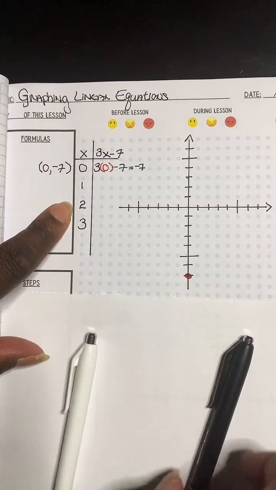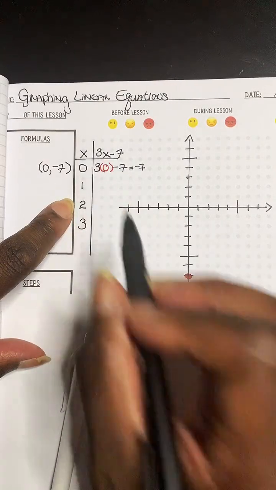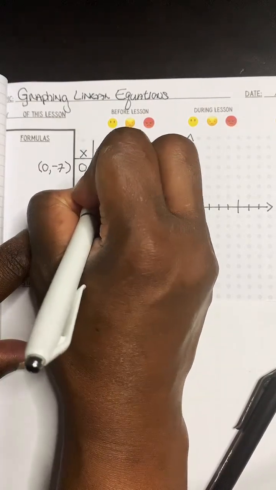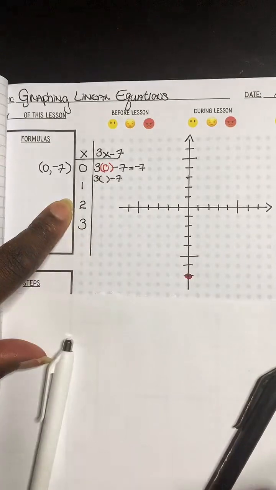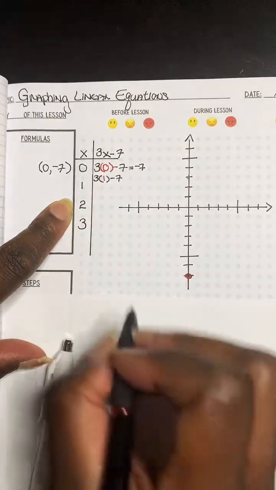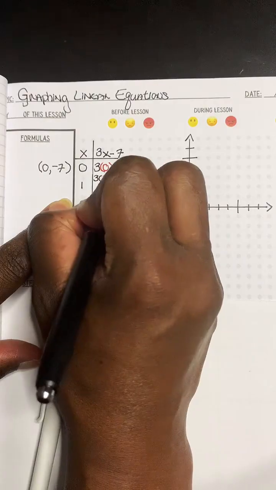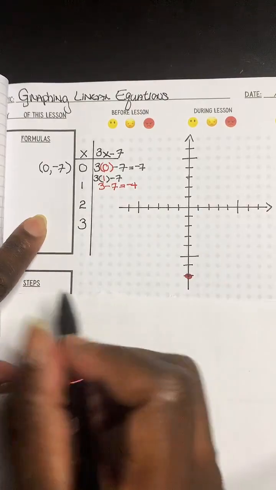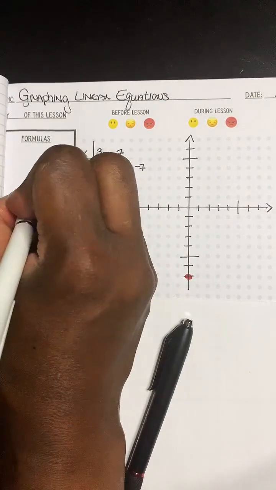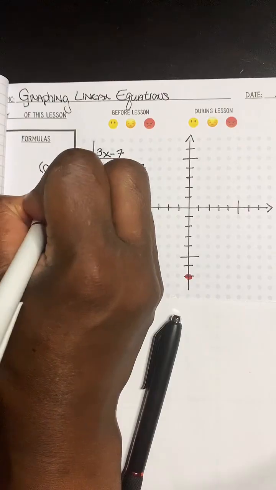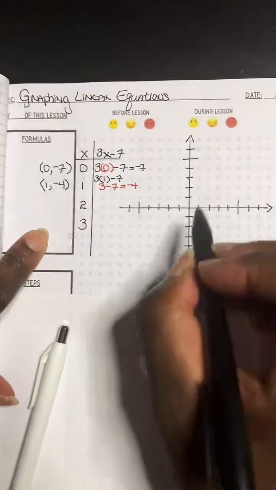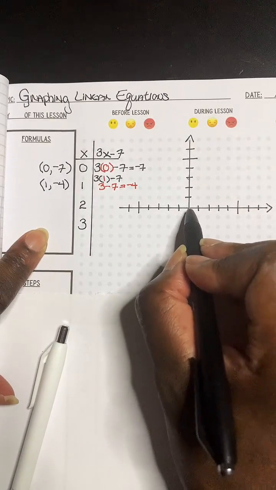So if I do this again, I'm going to plug 1 in for the x. That means we have 3 times 1 minus 7. So 3 times 1 gives me 3. 3 minus 7 will give me a -4. So your ordered pair is going to be (1, -4). When it's time for you to graph, first put your pen or pencil right here at the origin where the intersection is.